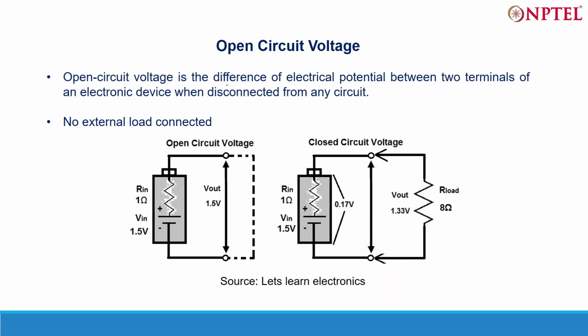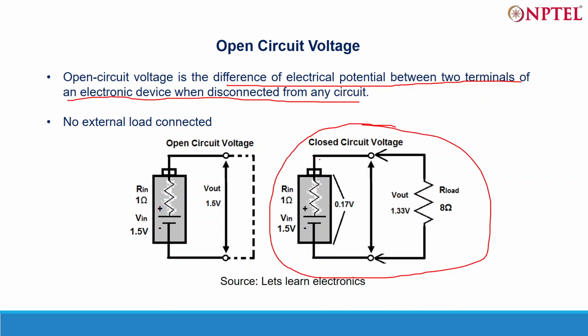Open circuit voltage is the difference of electrical potential between two terminals of an electronic device when disconnected from any circuit. Focus on this circuit. It's a closed circuit. Why closed? Whenever electrons travel, current will travel in this direction. It will go through a load and come back to the negative terminal. So it is a closed circuit.